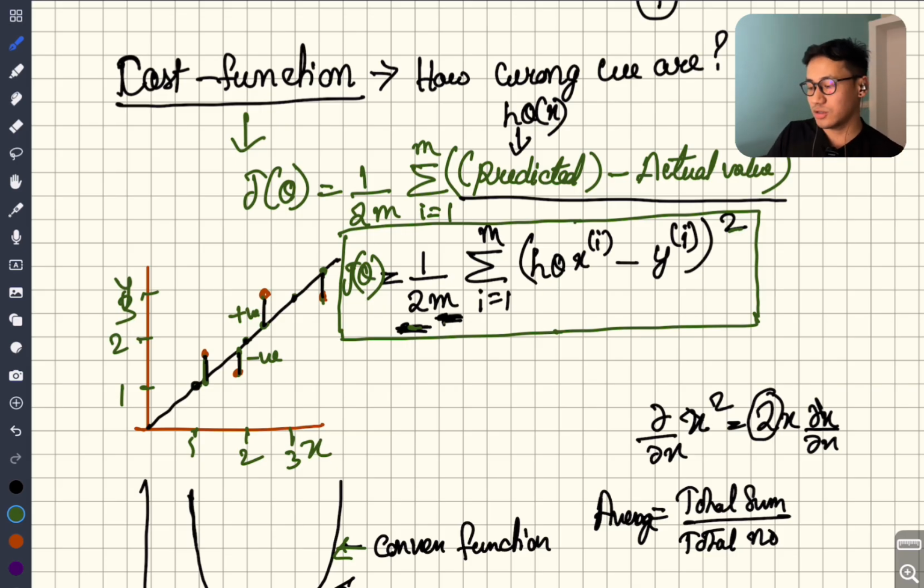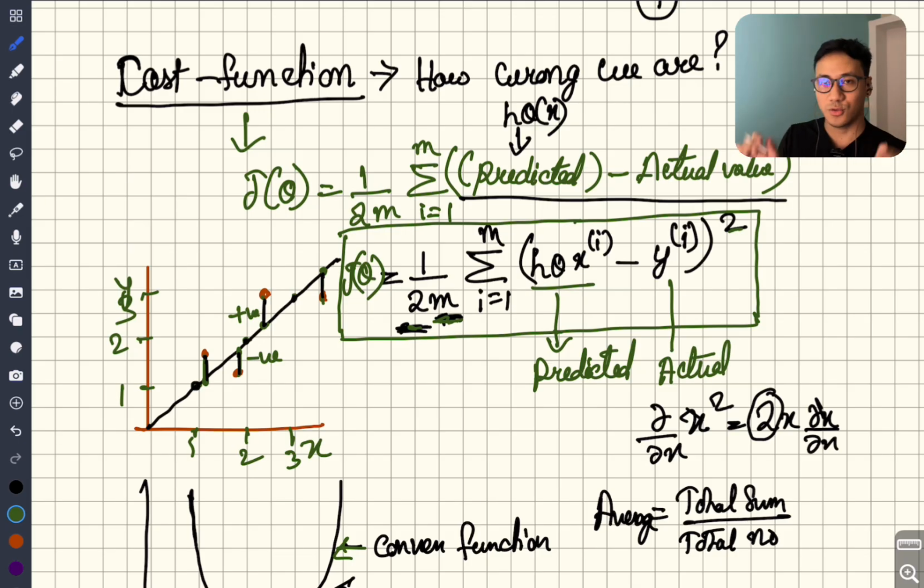And this m is because of average. We want average, right? We don't want a particular value. All the errors, we have to find the average. So for finding average, we are dividing it by m. As simple as that. Now this summation, this is the predicted value, and this is the actual value. So predicted minus actual will find the difference, and then we are squaring it so that negative values become positive. So this is how we can find the cost function.